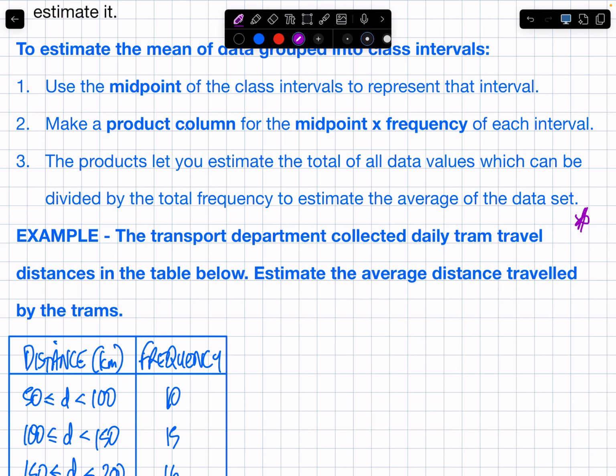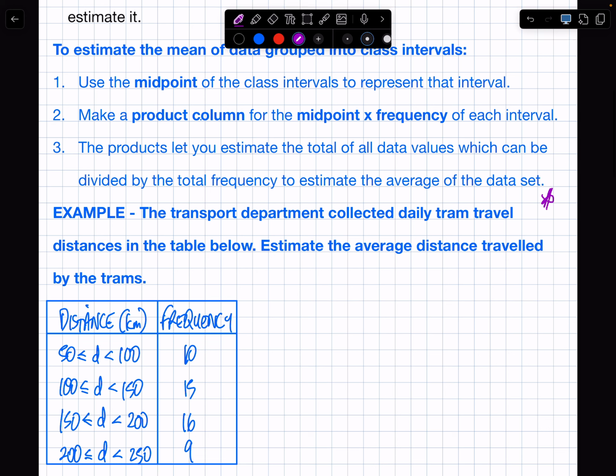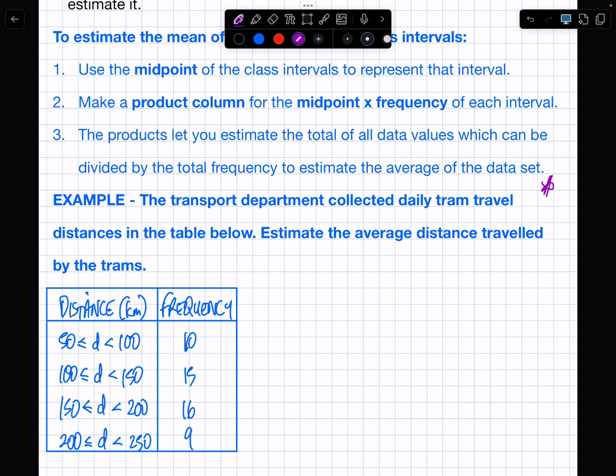I'll zoom out so I can start showing how this works. I think it's fair to ask you to be quiet while I'm trying to teach, yeah? What would the midpoint of 50 and 100 be? What's the number exactly in the middle of that? 75. Good. So step 1, use the midpoint.